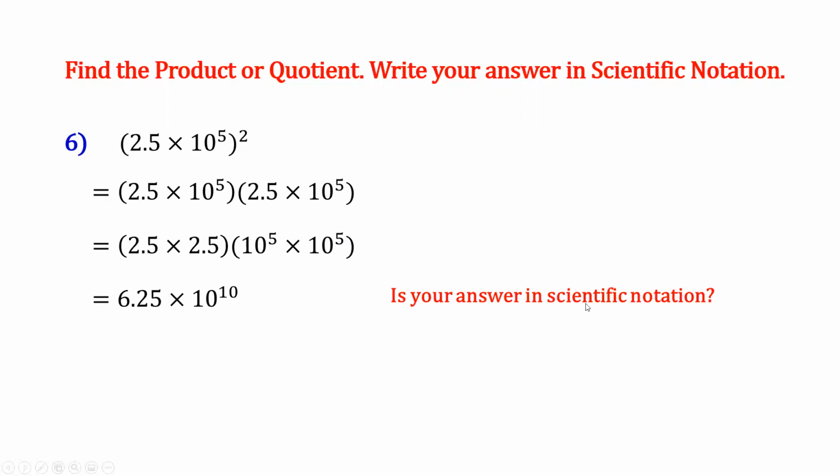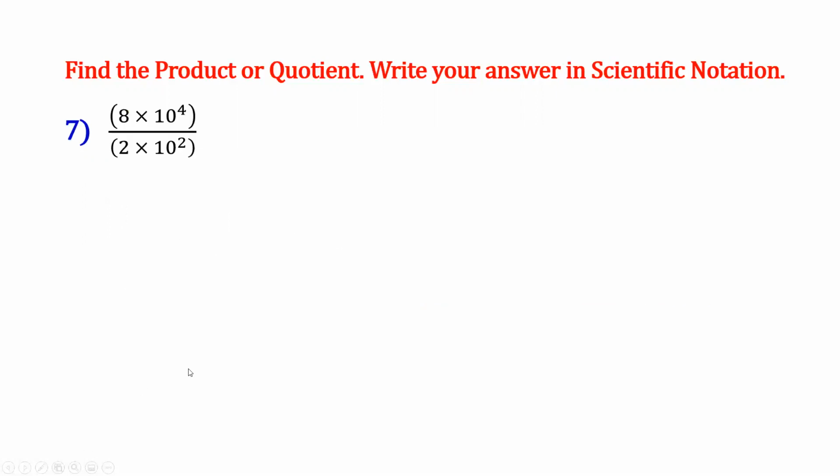Once again, is your answer in scientific notation? Yes, 6.25 is between 1 and 10. So I can box my answer, and we're all done with the multiplication problems I want to look at. Now let's look at some of the division problems. Let's start with number 7.